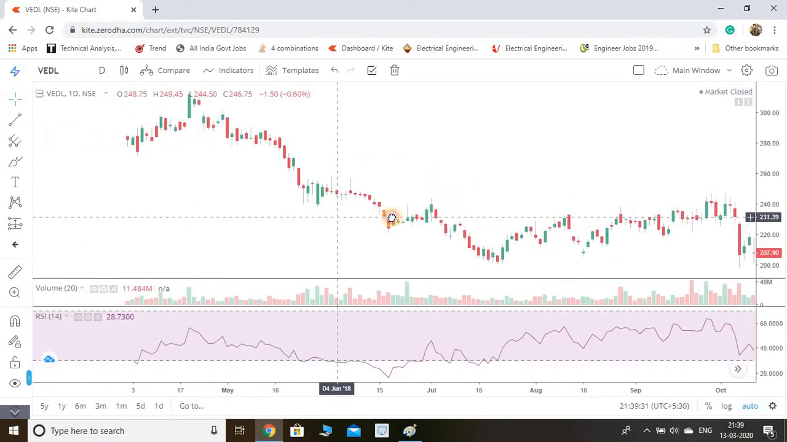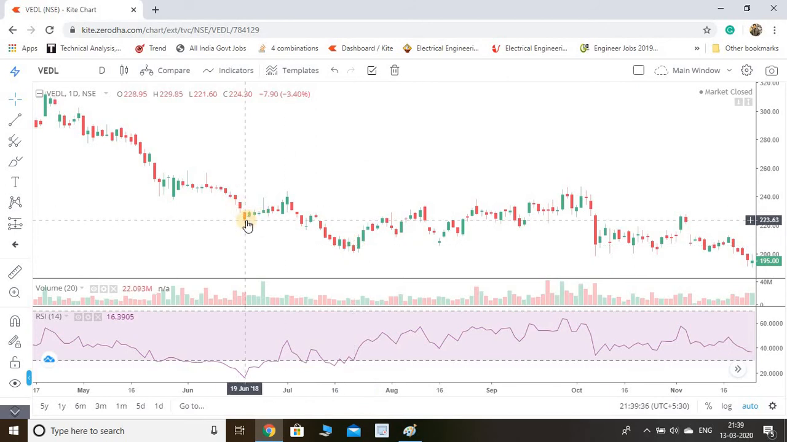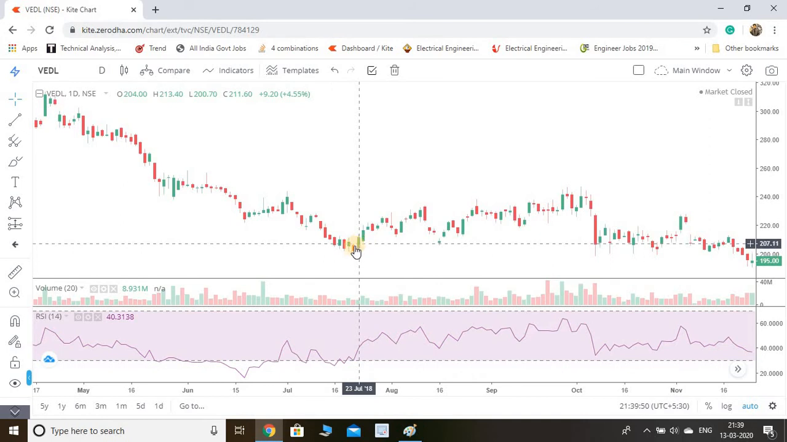Okay, VEDL daily chart, here and here. Price is making a lower low, RSI is making a higher low. This one was the previous low and this one is the lower low, but RSI is making a higher low. Buy at this red candle's engulfing, the top of this red candle. Stop loss, very little stop loss. Just 206 and 201, about 5 or 6 rupees stop loss, and you are getting 1:3. At least your target will be 6.